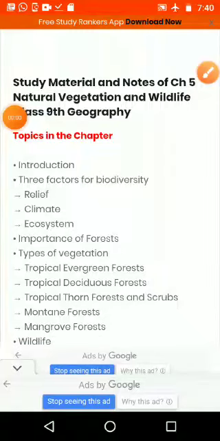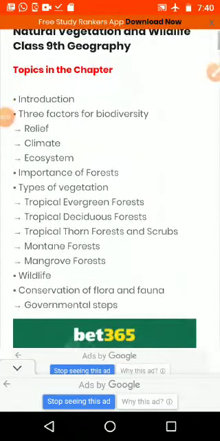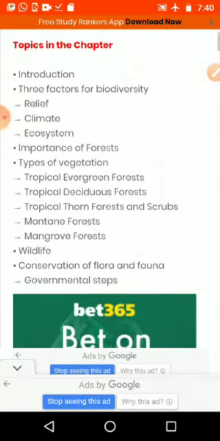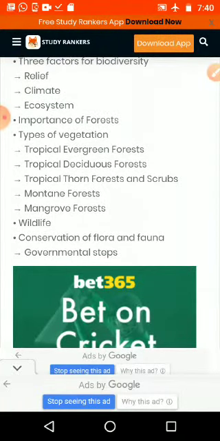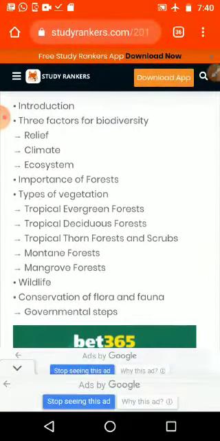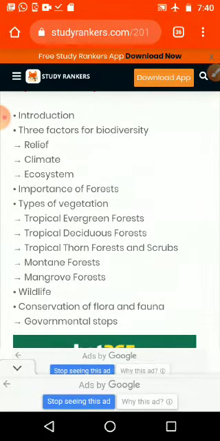Dear students, we are going to see the fifth lesson of geography. Topics in the chapter: introduction, 3 factors for biodiversity, that is relief, climate and ecosystem. Importance of forest, types of vegetation, tropical evergreen forest, tropical deciduous forest, then tropical thorn forest and shrubs, montane forest and mangrove forest, and wildlife, conservation of flora and fauna, and the governmental steps.